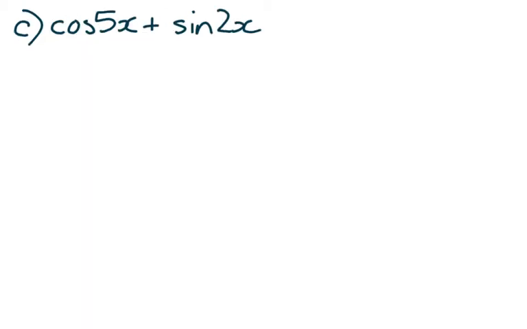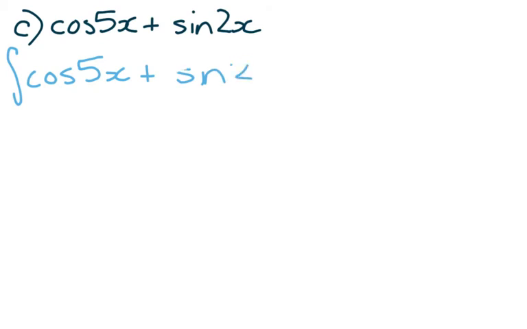Part C, we've got cosine of 5x plus sine 2x. So we're doing the integral of cosine of 5x plus sine 2x, sorry.